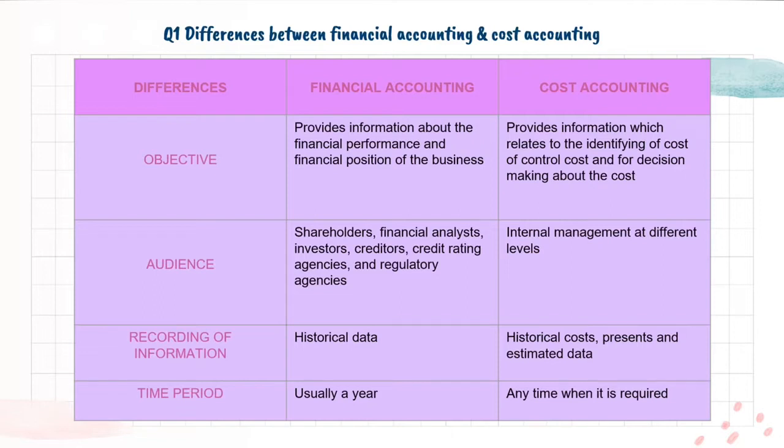In terms of recording of information, financial accounting only records historical data, while cost accounting records historical costs, present, and also estimated data. Lastly, for the time period, financial accounting is usually a year, while cost accounting is prepared anytime when it is required.